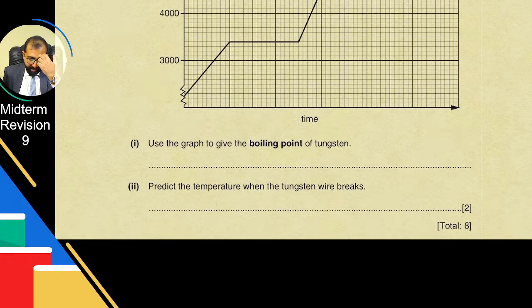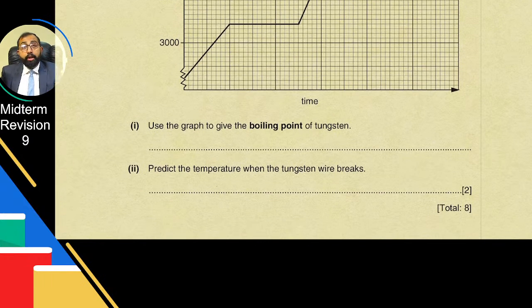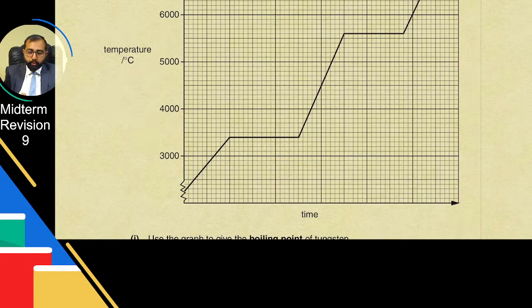So that's what's happening. Use the graph to give the boiling point of tungsten. Oh, maybe that's why they got confused, that we asked them about the boiling point. So boiling point, again, this is a heat curve. You have solid here, liquid here, gas here. The key point to understand is that when temperature changes, state does not change. So it's one of the two, either or, state or temperature.